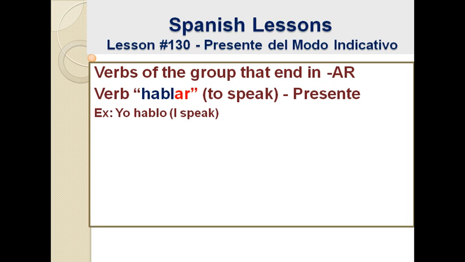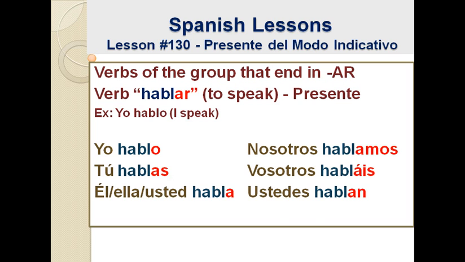An example is yo hablo, or I speak in English. So, here we have the conjugation of the verb hablar. Yo hablo, I speak. Tú hablas, you speak. Él habla or ella habla, he or she speaks. And we have usted habla.